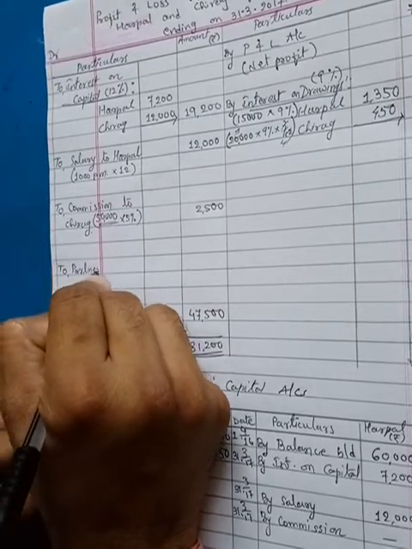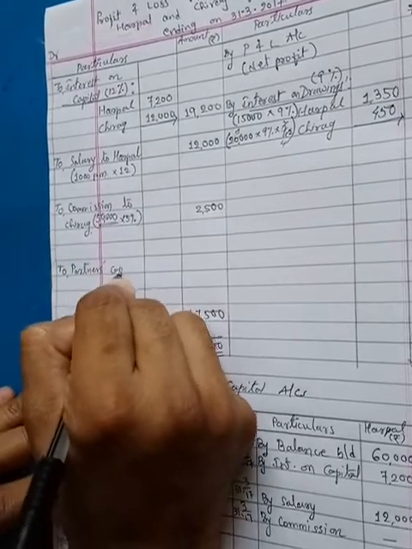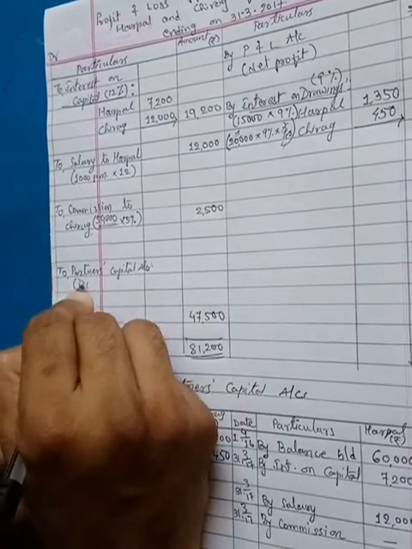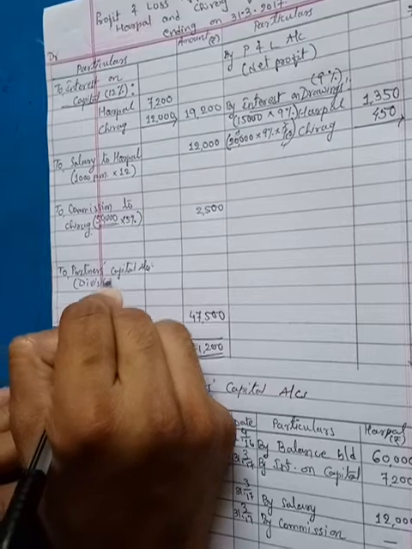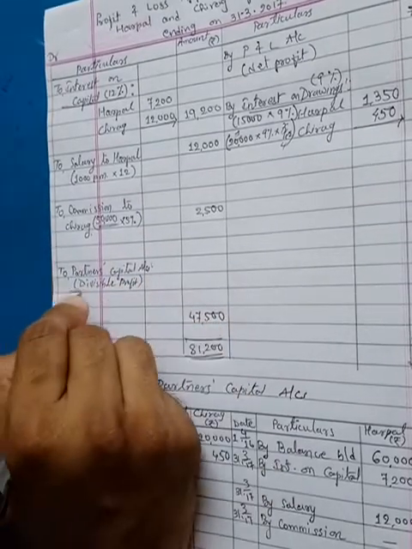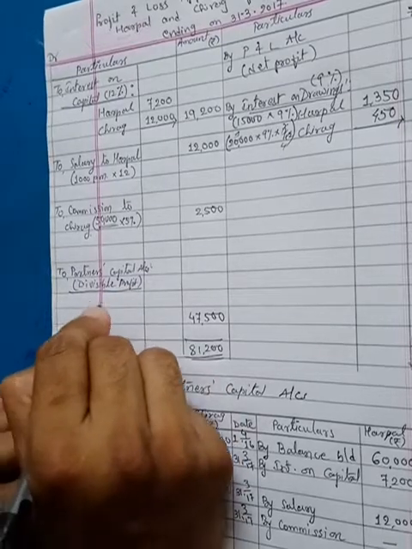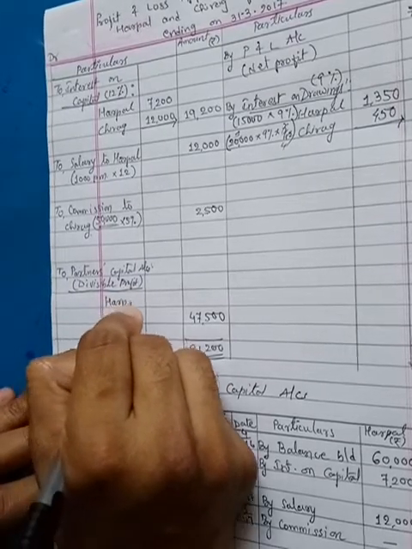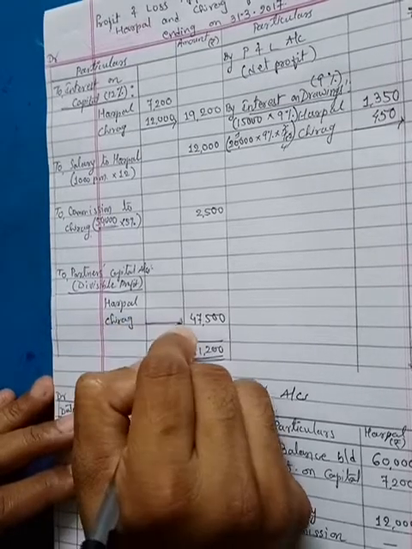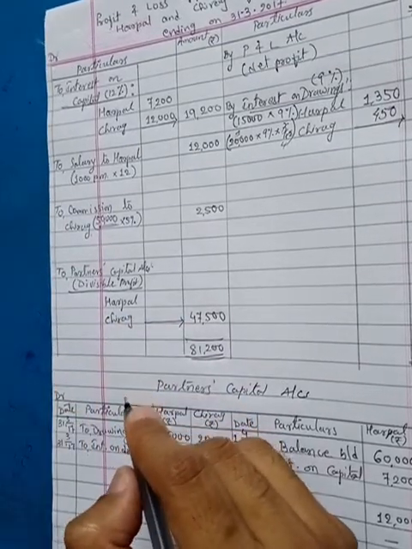Now I have to show the distribution over here, so you can write over here on the debit side to partners' capital accounts. It is also known as divisible profit. You can write divisible profit also, and below this you have to show the distribution. I am writing the names of the partners Harpal and Chirag, and it is distributed among the partners in their profit loss sharing ratio.